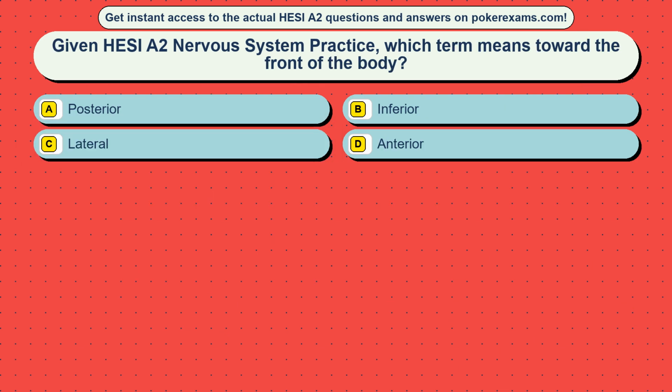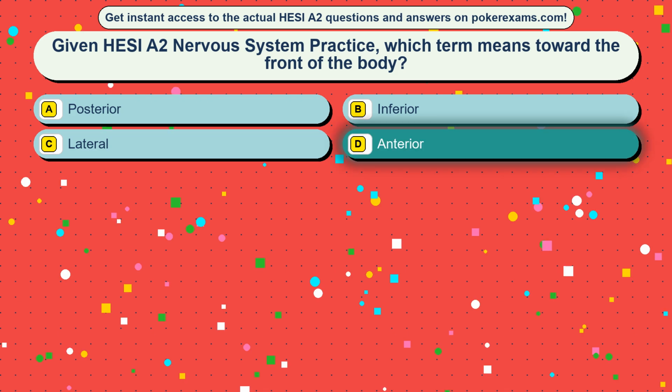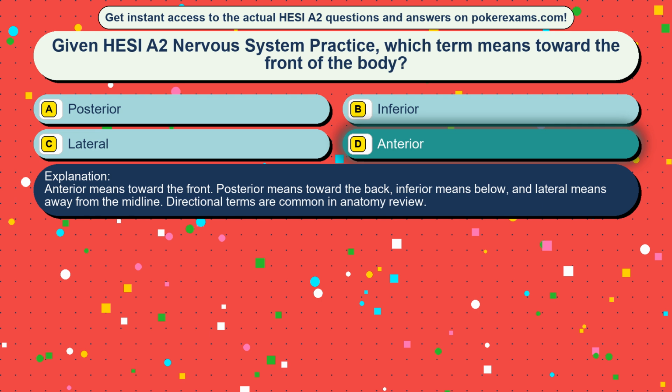Question 18. Given HESI A2 nervous system practice, which term means toward the front of the body? Option A, posterior. Option B, inferior. Option C, lateral. Option D, anterior. The correct answer is option D, anterior. Anterior means toward the front. Posterior means toward the back. Inferior means below, and lateral means away from the midline. Directional terms are common in anatomy review.